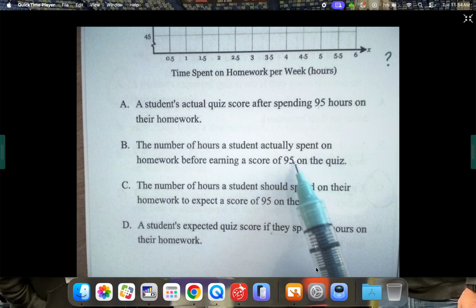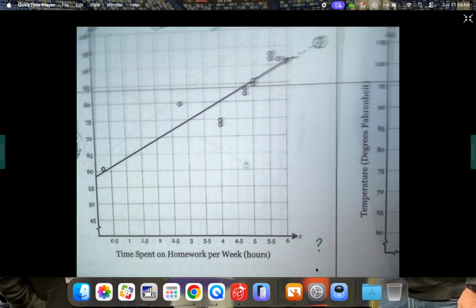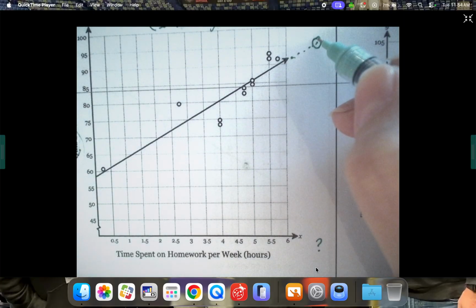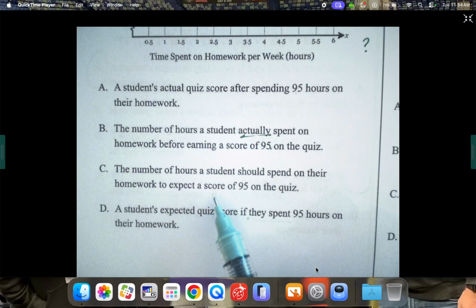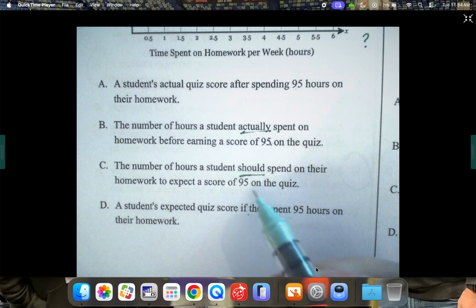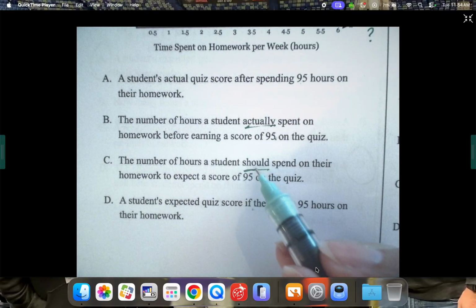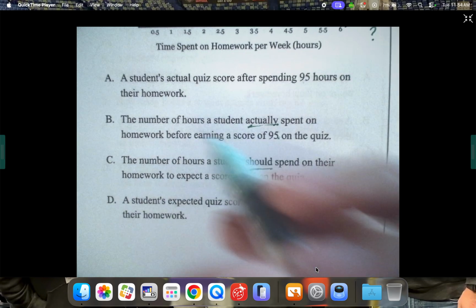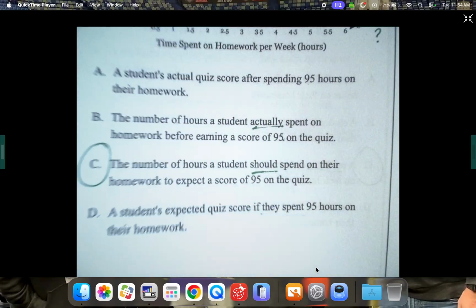We don't have a data point for that though. I mean, we don't have an actual dot. We're just continuing our line. So let's see if we have a better answer. The number of hours they should spend if they expect to get a 95. Okay, this is following our trend line. It should end up with that, but we don't have an actual data point, so we're just following the line. So that's why it's C.